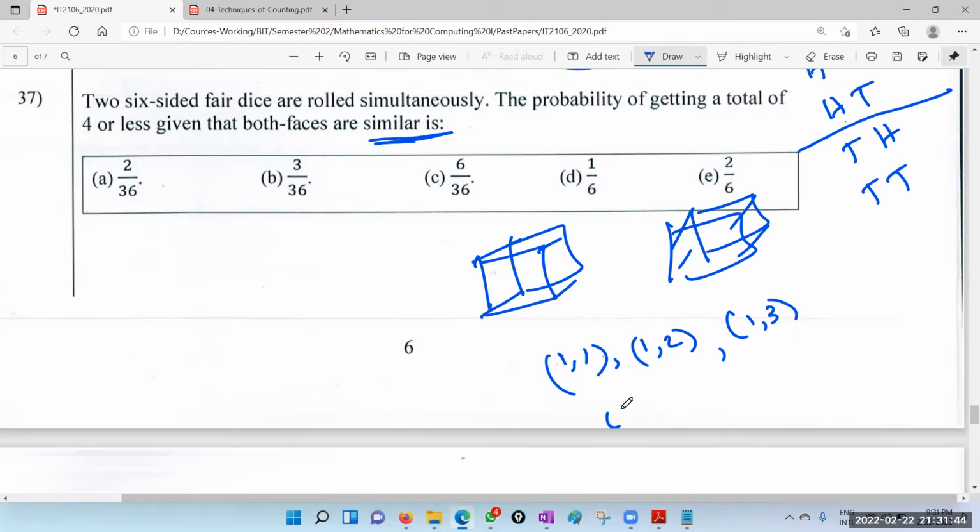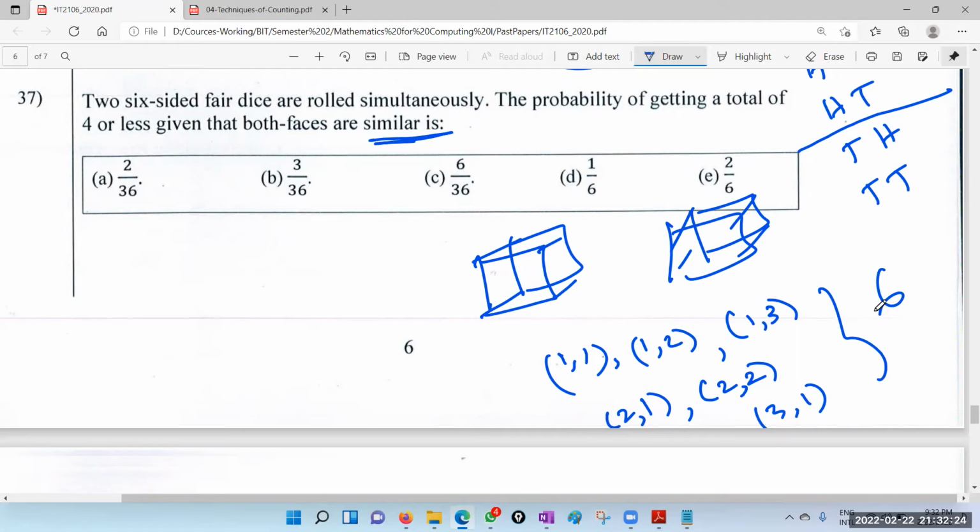Then 2 1, 2 2, 2 plus 2 is 4, and that's it. Then 3 1. So how many possibilities are there? 1 2 3 4 5 6 possibilities. That is getting a total of 4 or less.